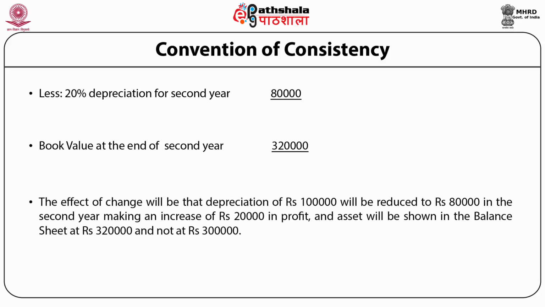The effect of change will be that depreciation of rupees 1 lakh will be reduced to 80,000 in the second year, making an increase of rupees 20,000 in profit, and assets will be shown in the balance sheet at rupees 3,20,000 and not at rupees 3 lakhs. The above cited example clearly highlights the importance of consistency convention and shows that violating this convention will directly affect the balance sheet of the company and ultimately the image of the enterprise.